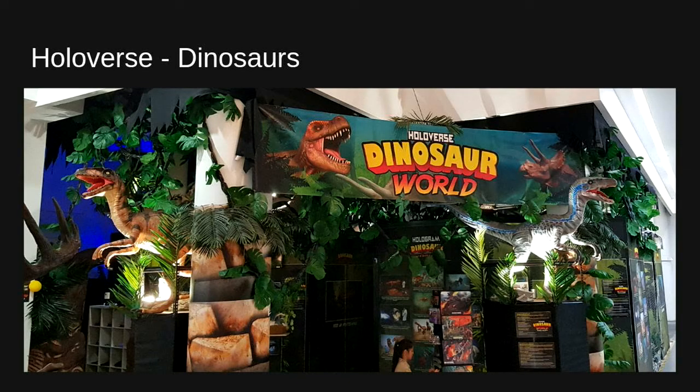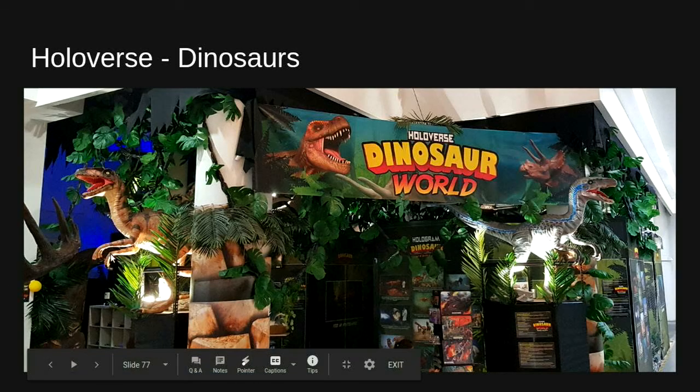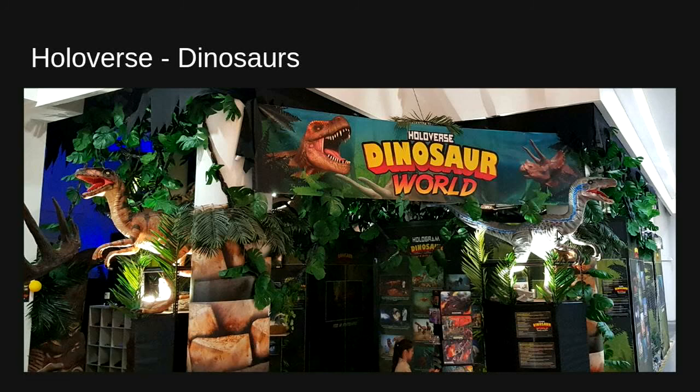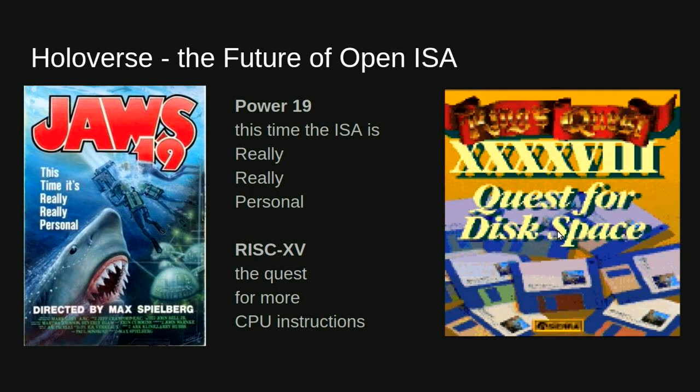And since we're in the future, let's go to the holoverse. This literally is in the Gold Coast, the dinosaur world. So over here on the left, there's an X86osaurus and an armosaurus. What's the future of our openizer? Power 19, this time the ionizer is really, really personal. And RISC 15, the quest for more CPU instructions.